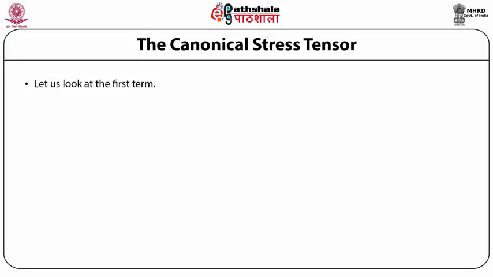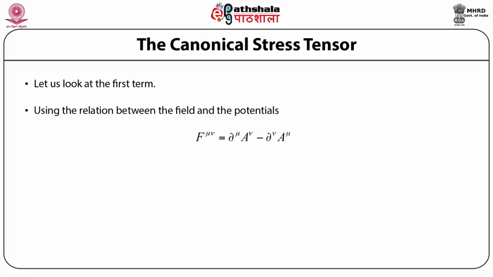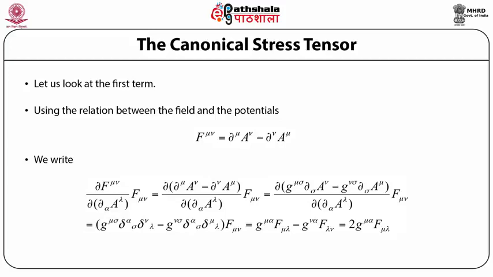Let us look at the first term. Using the relation between the field and the potential, F_μν = ∂_μ A_ν − ∂_ν A_μ, we can write ∂(F_μν F^μν)/∂(∂_α A_λ) = ∂(∂_μ A_ν − ∂_ν A_μ)/∂(∂_α A_λ) · F^μν, which equals g_μα F^μλ − g_να F^λν, equals 2 g_μα F^μλ.